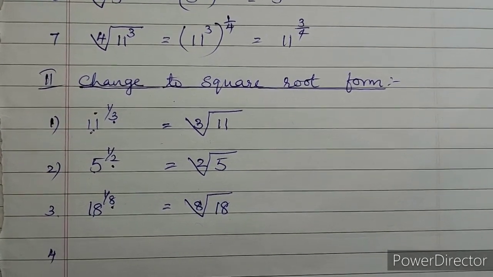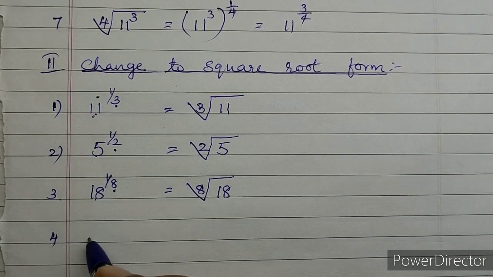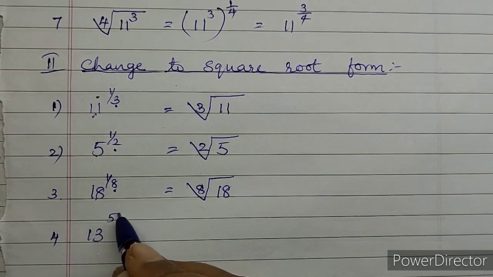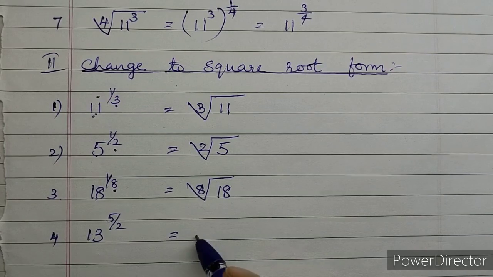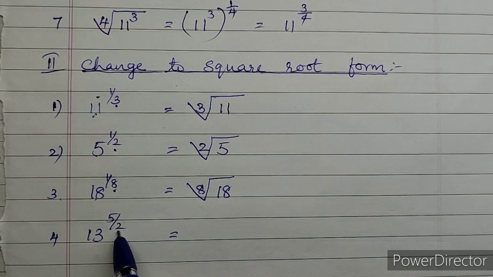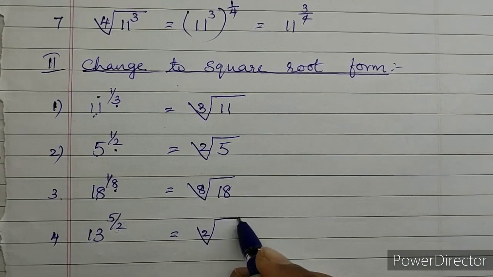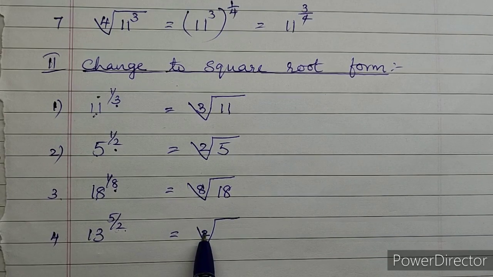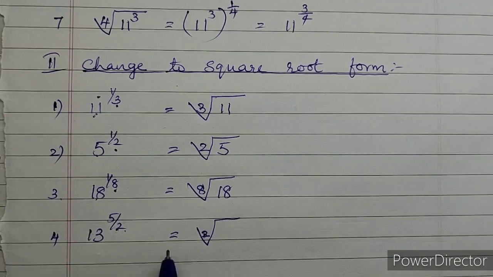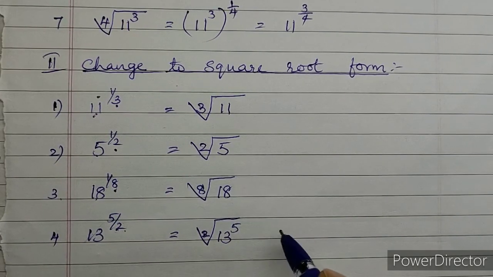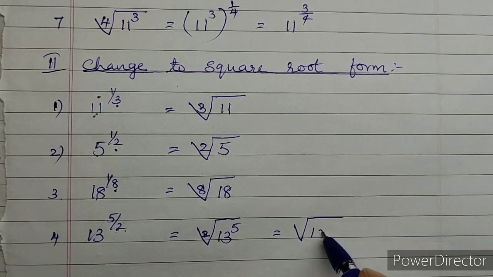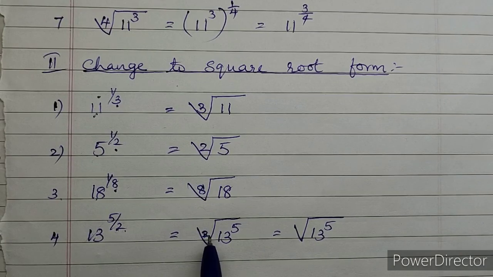Fourth sum, 13 to the power of 5 by 2. So 2 will become the order, that is, the denominator of the exponent will become the order. So 2 usually we will not write. And 13 to the power of 5 will be the radicand. You can write it as square root of 13 to the power of 5. 2 you will not write here. It is meant that 2 is there. The order is 2.